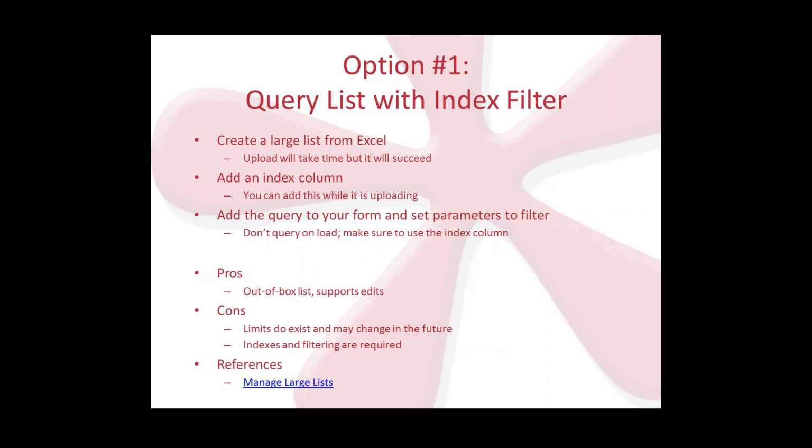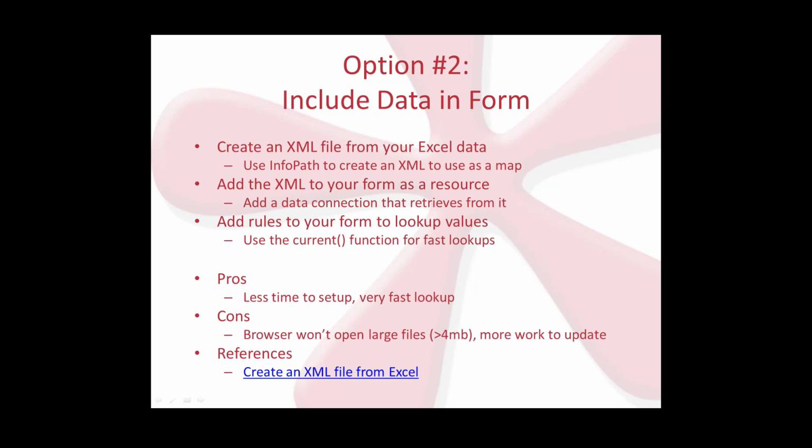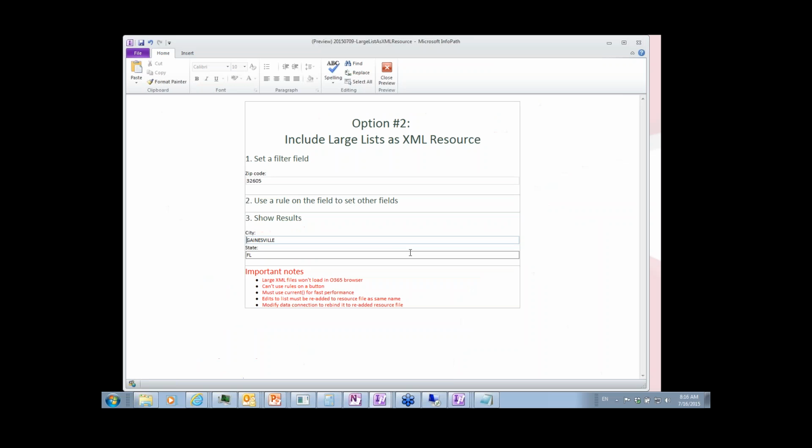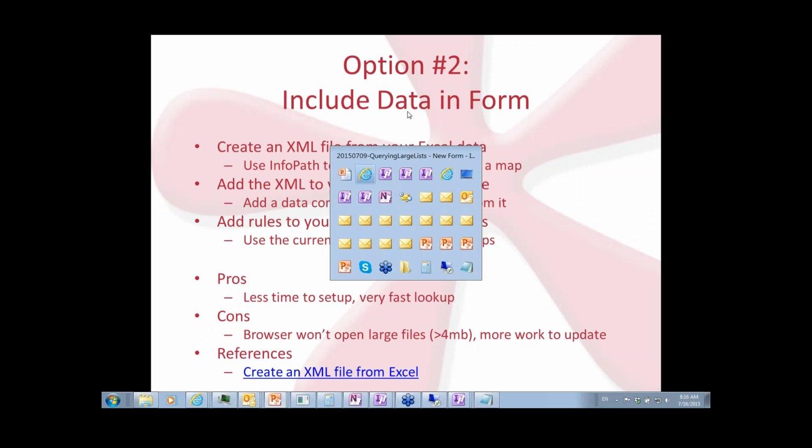It works fine with 42,522. There's some documentation on that in the presentation. Option 2, you can include it in your form. Like I said, this works from the browser if you're not using 365. Does not work in the browser with 365 due to the limits that they're setting. It's very fast.